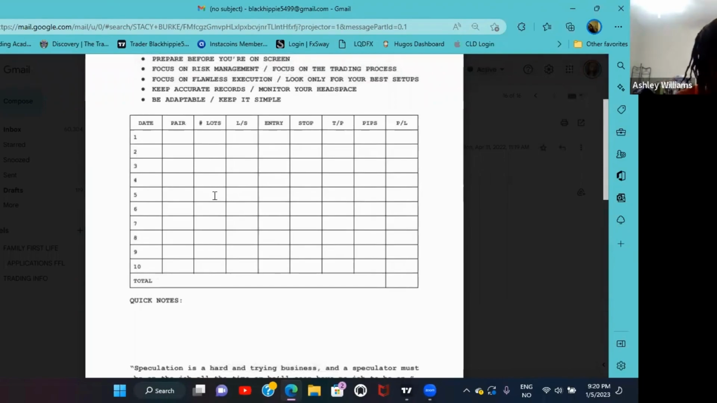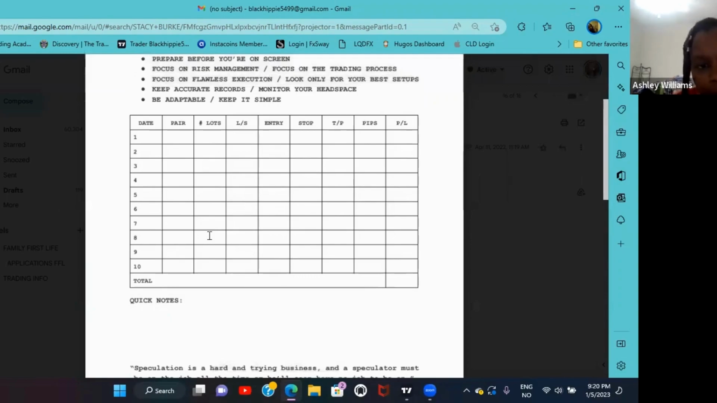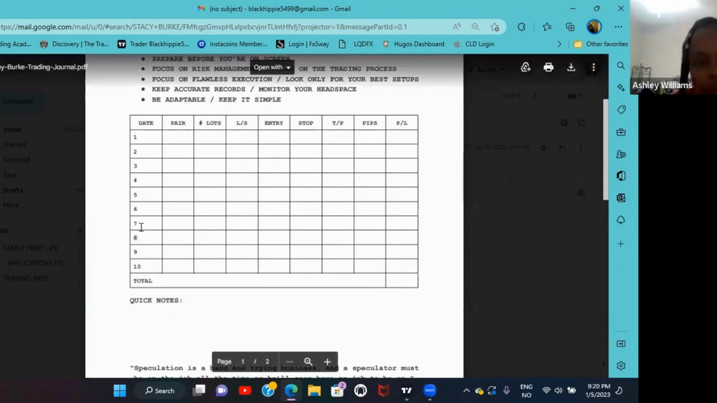Y'all, I took probably about 25 trades, and my account balance is now sitting at 740. I started with 500. The first sheet I did like this, I had a 5 out of 10 ratio of trading. The second sheet I did was 6 out of 10. That's 60% now. All I need to do is get to 80% consistently, y'all. I want you to hear what I'm saying.